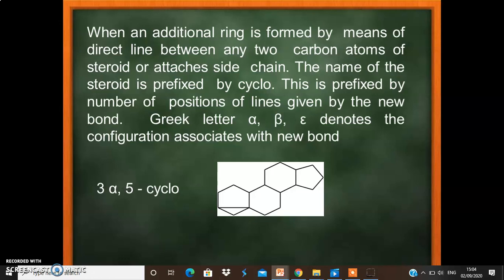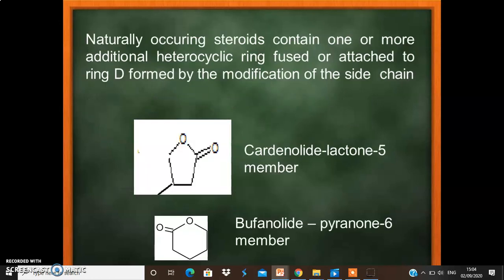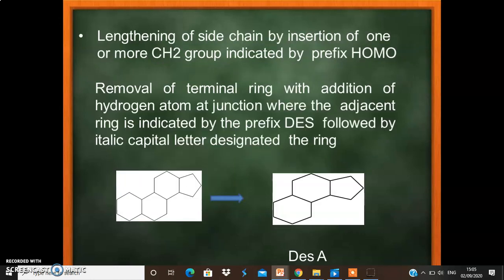Greek letters alpha, beta, epsilon denote the configuration associated with the bonds. Naturally occurring steroids contain one or more additional heterocyclic rings fused or attached to ring D, formed by modification of the side chains. For example, cardenolides contain a 5-membered lactone, and bufadienolides contain a 6-membered pyranone ring system. Lengthening of the side chain by insertion of one or more CH2 groups is indicated by the prefix homo.